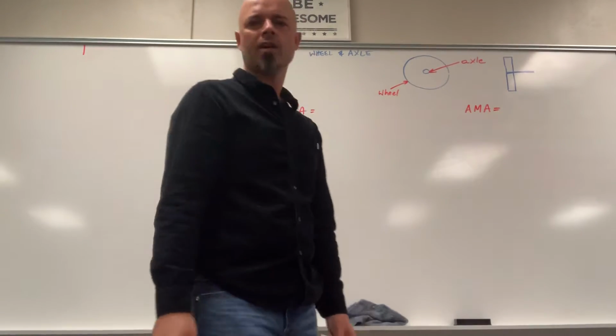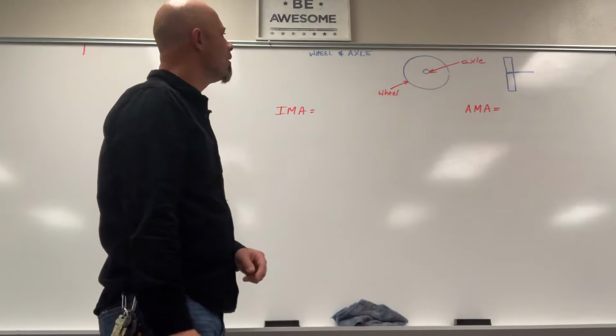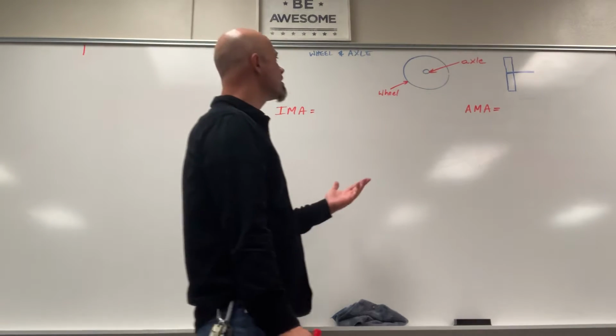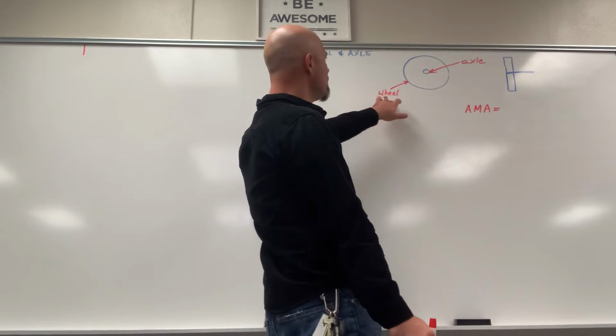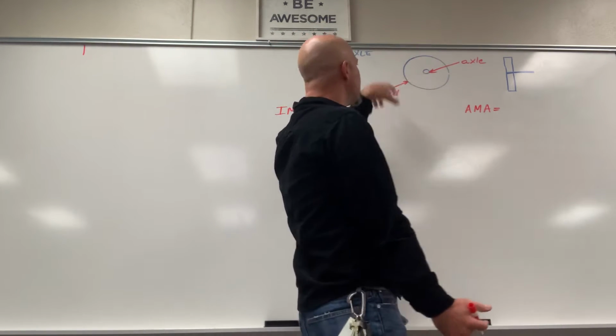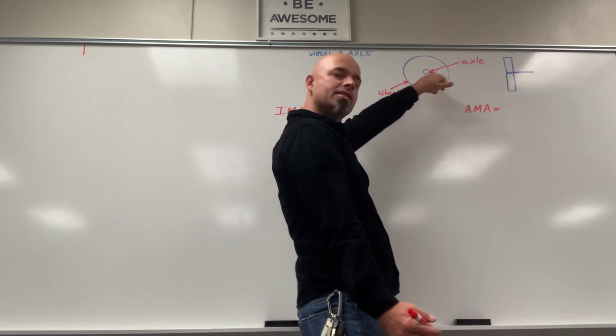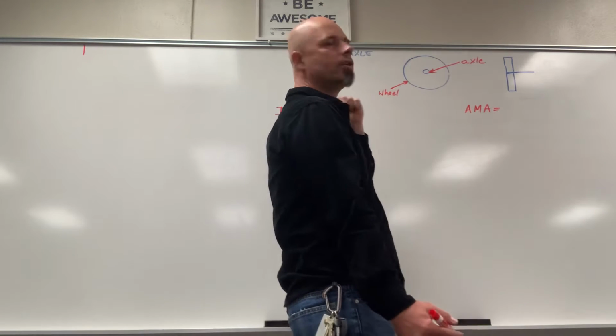Hey guys, let's talk about wheel and axle. So a wheel and axle system, or a simple machine, consists of two parts. You have the wheel, which is exactly what it sounds like, a circular object that you turn, and then the axle, which is a rod that spins as you turn the wheel.